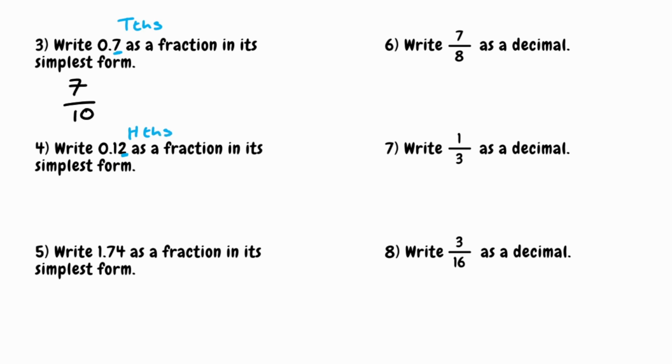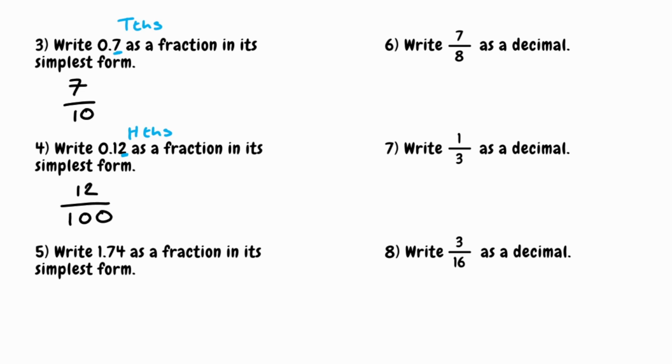So because that final digit is in the hundredths column, that means that we can write this as a fraction over 100. So again, all I need to do now is write all the digits down without the decimal place. So we've got 0, 1, 2, which I can just write as 12. So 0.12 as a fraction is actually 12 hundredths, but then we need to write it in its simplest form.